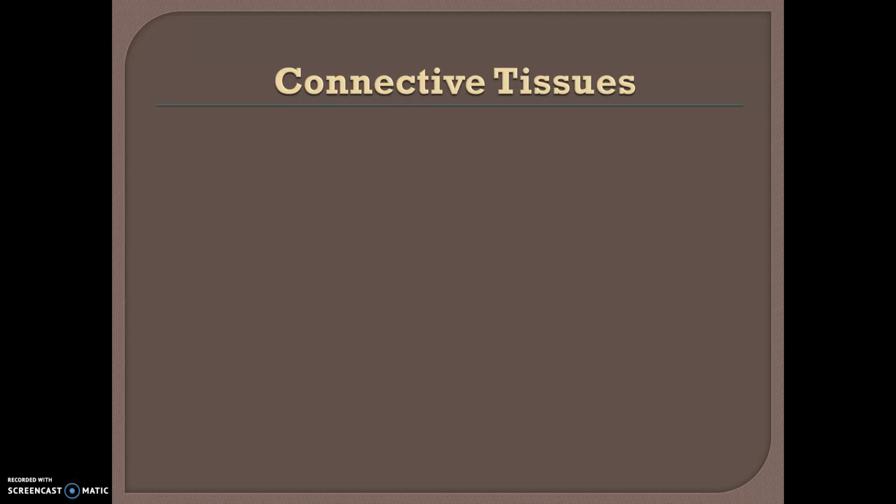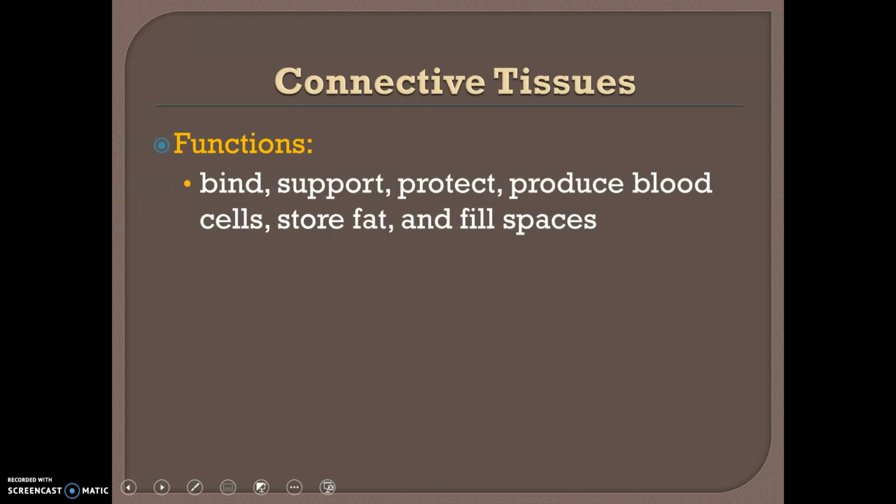Hi everyone, so we're going to move on from epithelial tissues to connective tissues. Some of the functions of connective tissue are they bind, support, protect, produce blood cells, store fat, and fill spaces. When I say bind, I mean they connect things together. An example of this would be a ligament. That is a type of connective tissue.